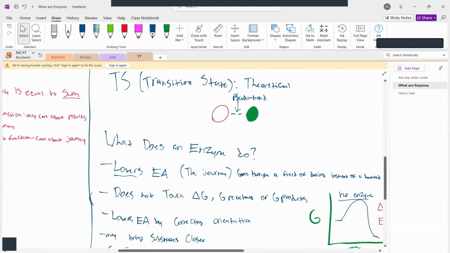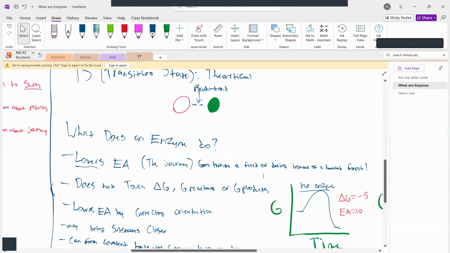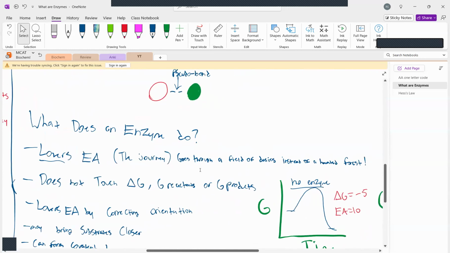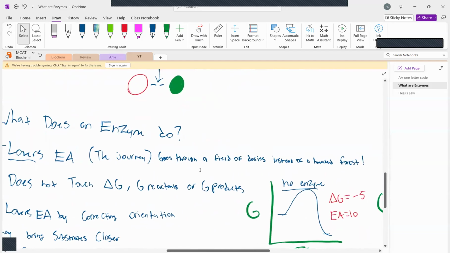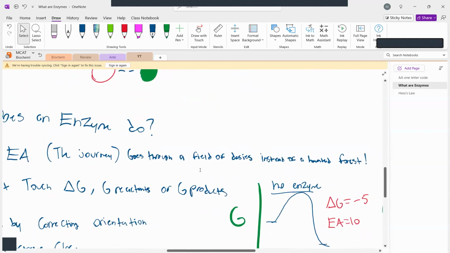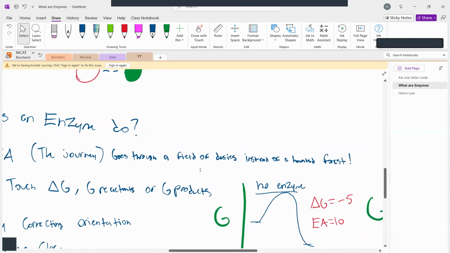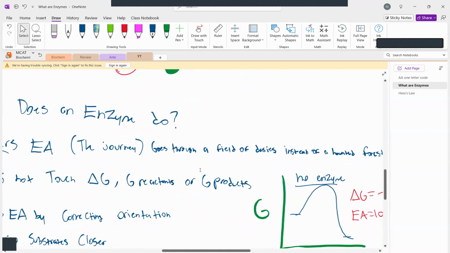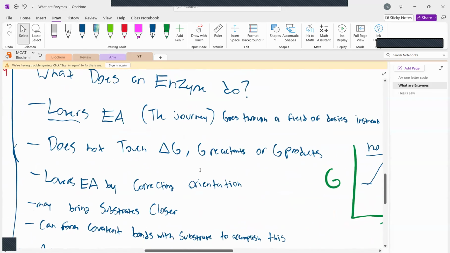So what does an enzyme actually do? It lowers the activation energy. It's like the journey portion, right? But in the end, we don't really care. For example, you're going through a field of daisies with an enzyme instead of going through a haunted forest if you don't have it. So it makes the journey a lot easier. But remember, the enzyme does not change the delta G.